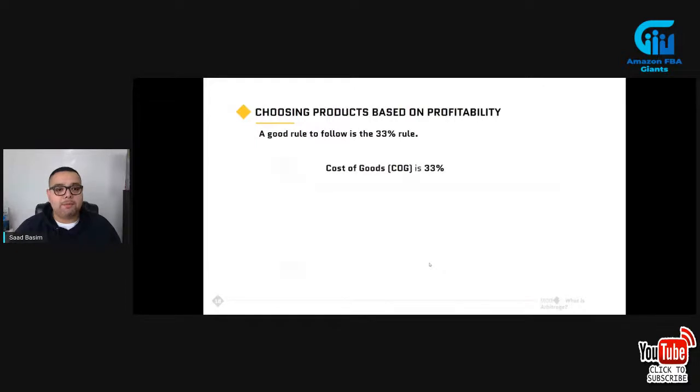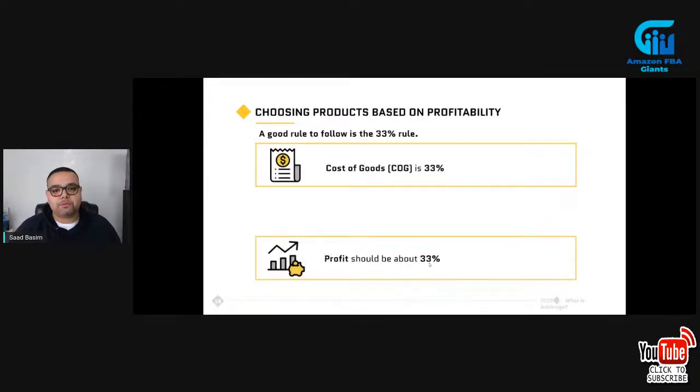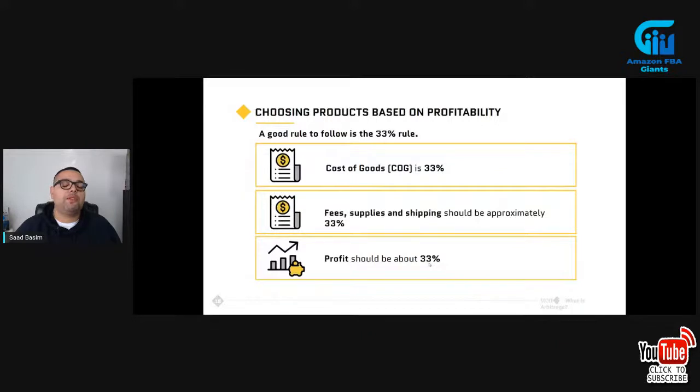Now, let's talk about a good rule for choosing a product based on profitability. A good rule of thumb to follow is the 33% rule. So what does that mean? The cost of the product, or COG, is 33%. Fees, supplies, and shipping should be approximately 33%, and profit should be about 33%. It's 33.33, whatever, if you want to be really intelligent about it.